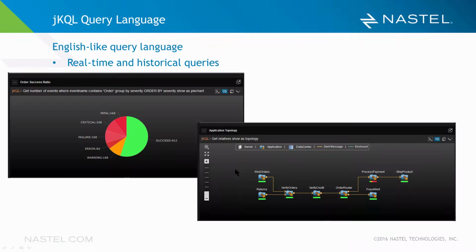A little peek at what this looks like. The English-like queries are very simple. You could just be asking for the get number of events from order and show us a pie chart. Very simple, very English language-like.